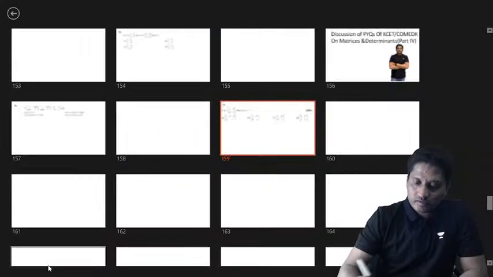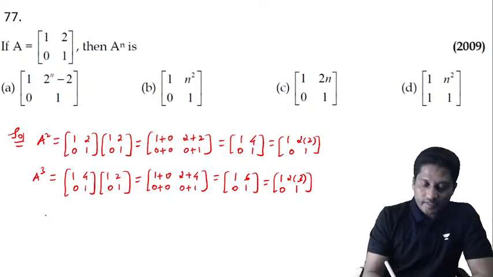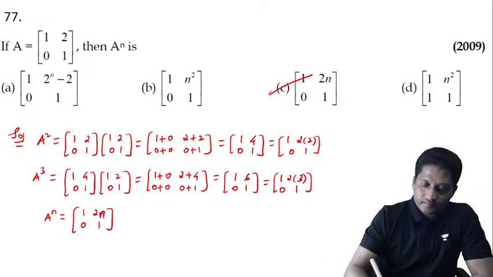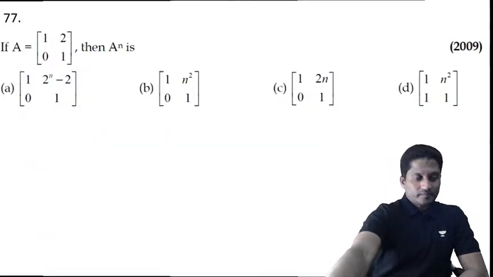Similarly, A square, A cube, and if I take A power n, this should become 1, 2n, 0, 1. Answer will be option C. Right? Let's move to the next question.